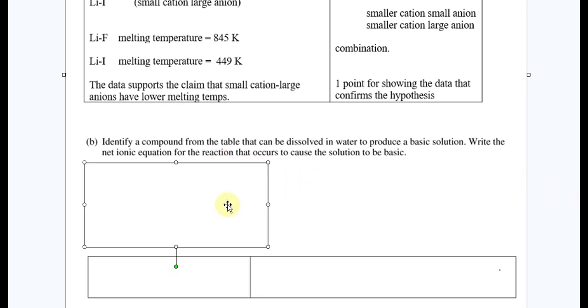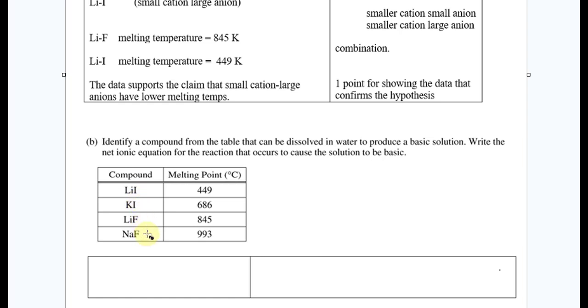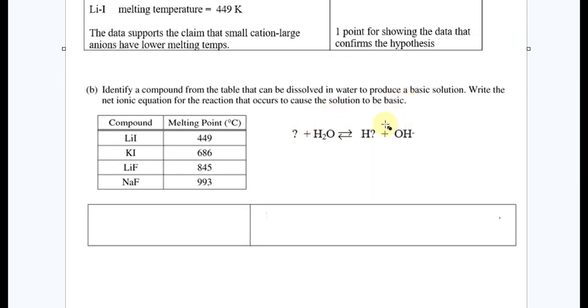First of all, let's look at the table. These 4 possible compounds can be dissolved in water to produce a basic solution. We're going to dissolve this in water to hydrolyze it to make a base. Water reacting to make a base, because it's dissolving to make a basic solution, to make some hydroxide. So we know whatever's going to be reacting with water is going to have a negative charge because we've got a negative charge product here. So we know it's either going to be iodide or fluoride. And then, of course, the question is, which one of those is it going to be?